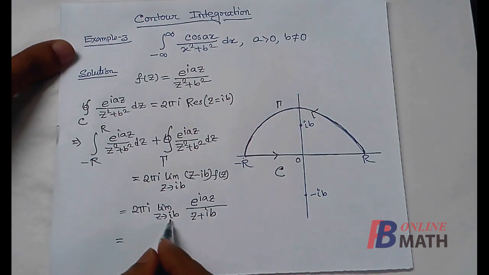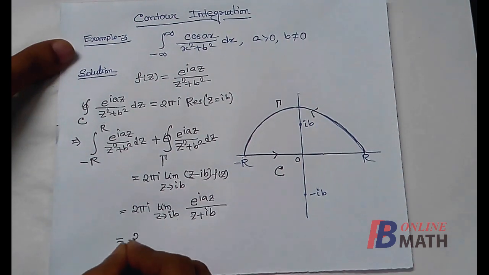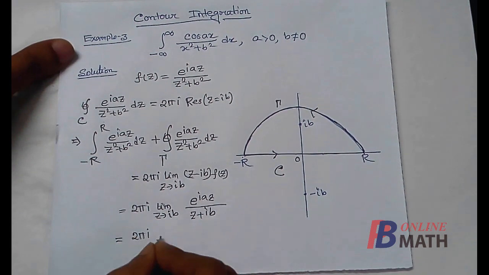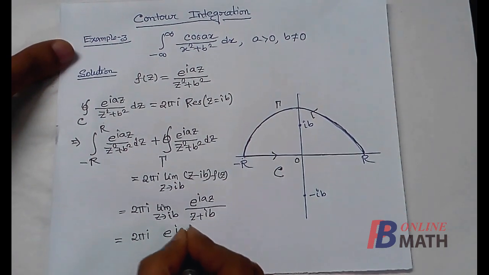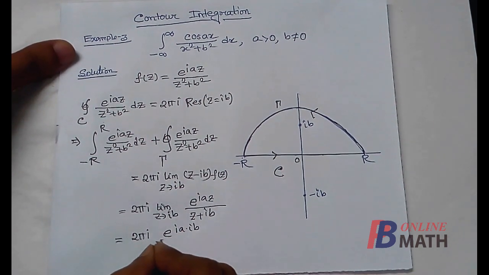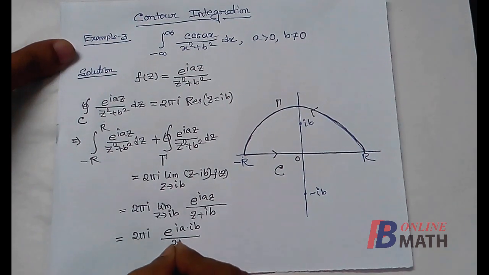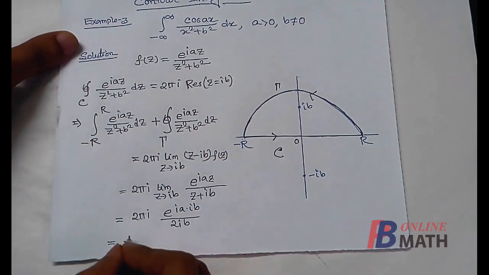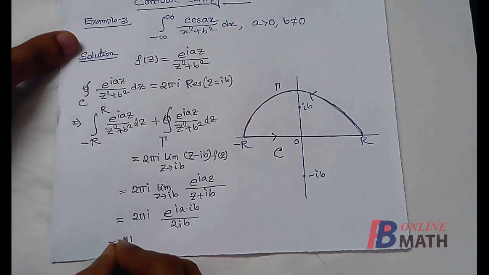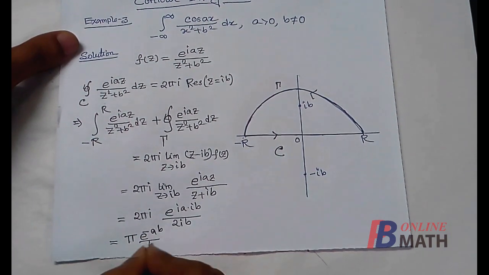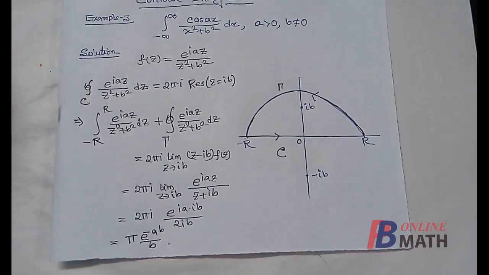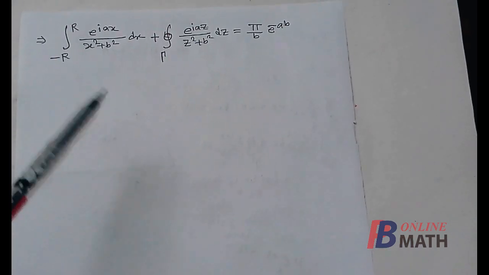So if we replace the value of z by ib, then we shall find that it is 2 pi i multiplied by e to the power ia into ib divided by 2ib, which is equal to pi into e to the power minus ab divided by b. So we have this equation.